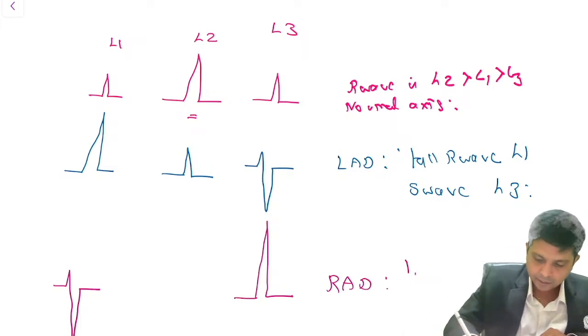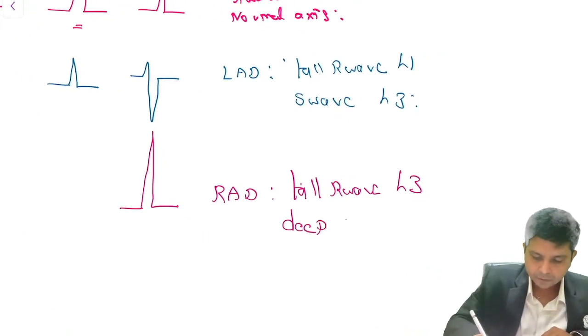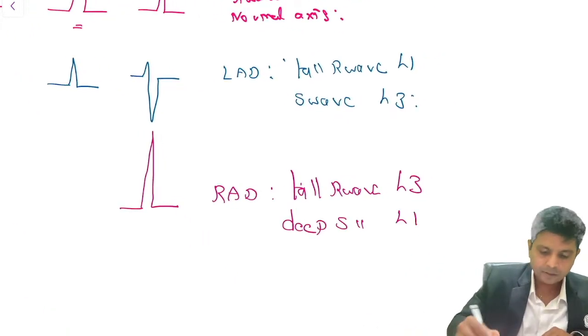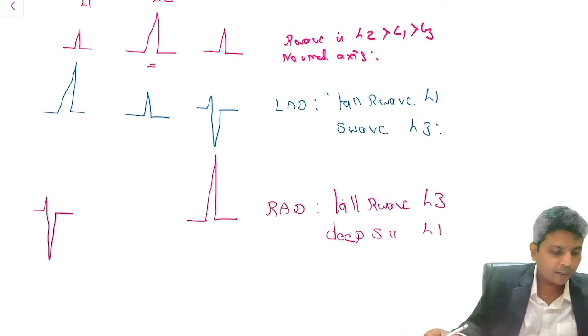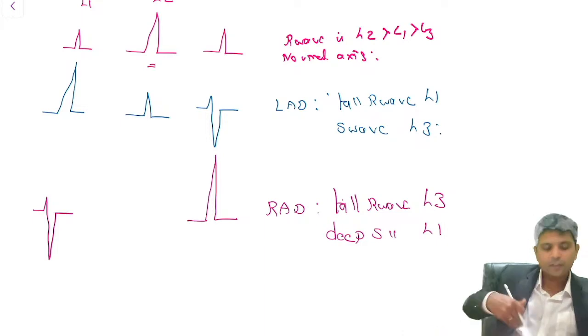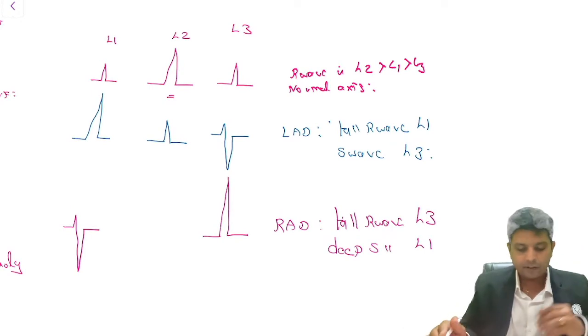Right axis deviation is a tall R wave in lead 3 and a deep S wave in lead 1. Okay, this is called right axis deviation. Lead 3 is over the right ventricle. This is called axis deviation.